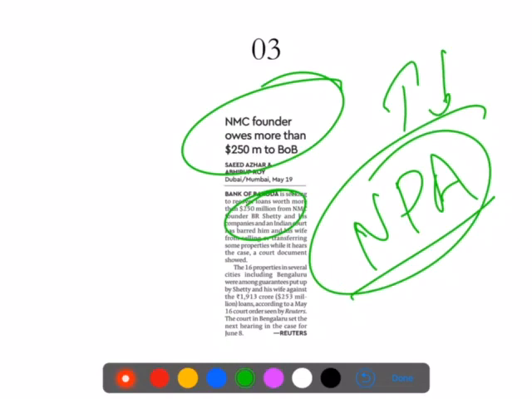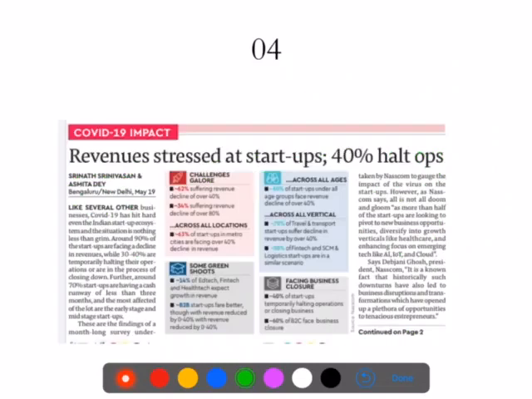Anyway, so this is another news which you have to keep track of. Revenue stress at startups, 40% halt operations. This is also not great news for us. India is one of the countries where a lot of startups are being established, and it is expected that India will become one of the strongest and very popular hubs for startups. Unfortunately, because of this pandemic, just like the MSMEs, the startups are also suffering.